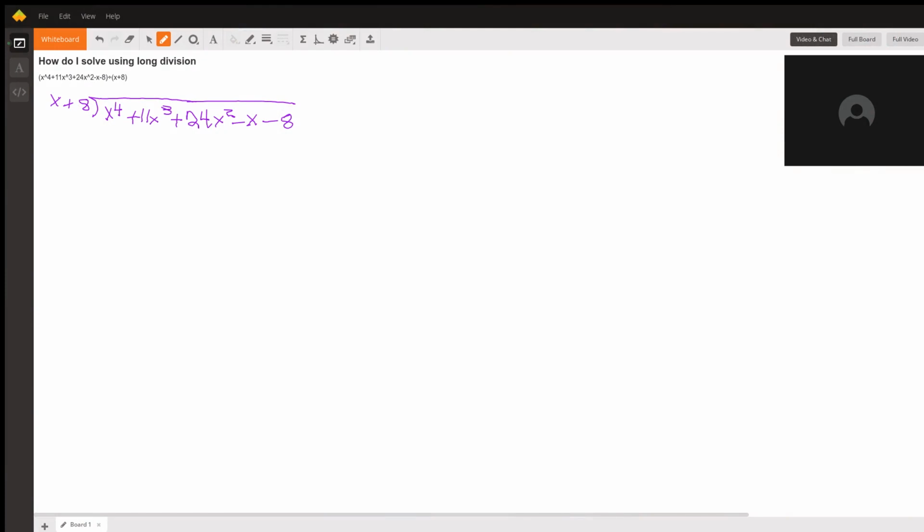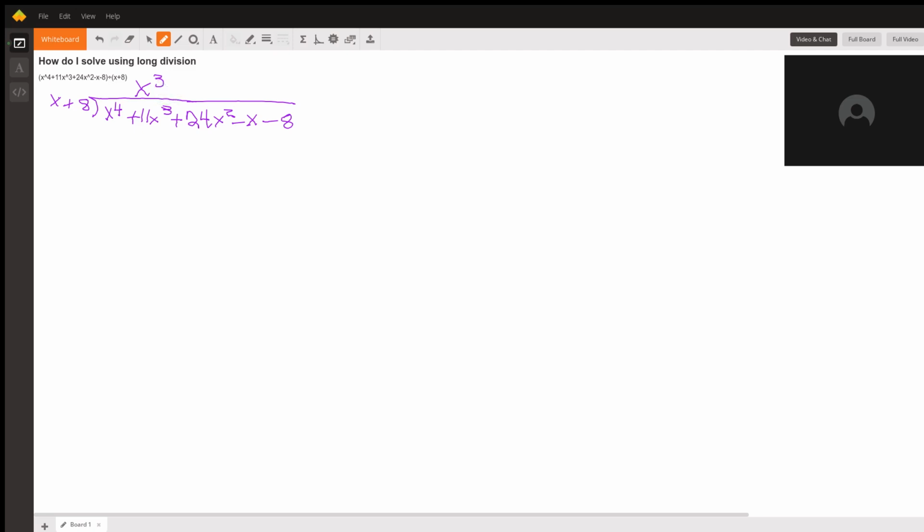This is a problem involving long division with polynomials. So I've written out the problem for you. The first thing we're going to look at is what is x to the fourth divided by x, or x times what will give me x to the fourth, and that would be x to the third.